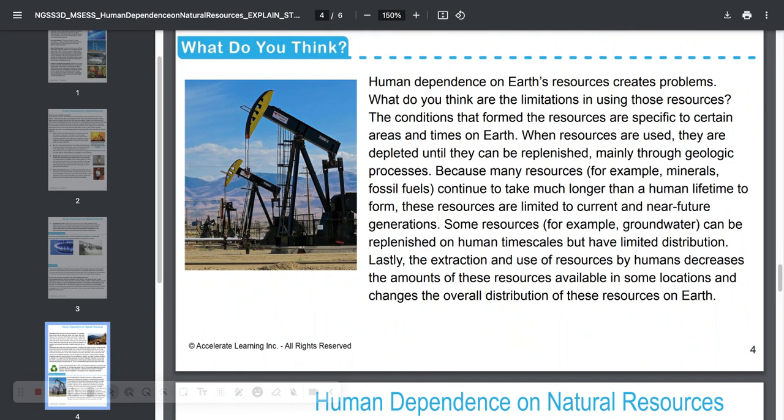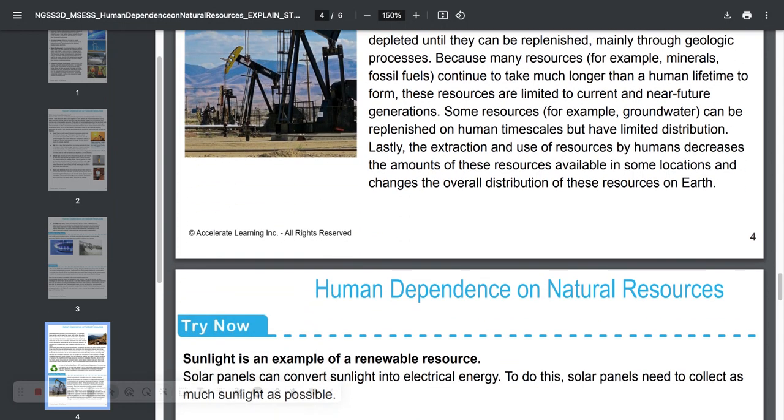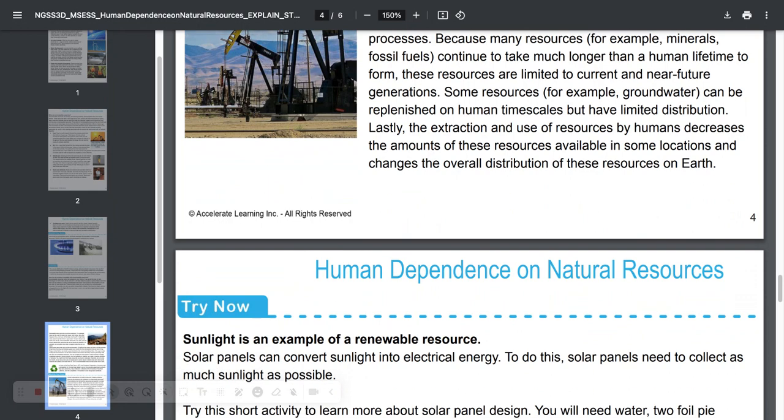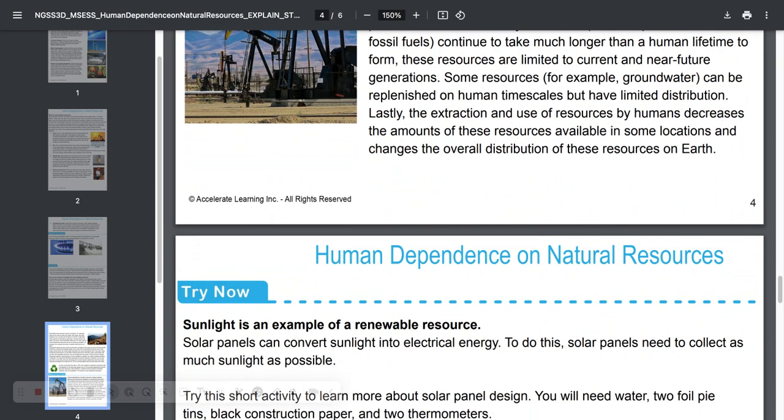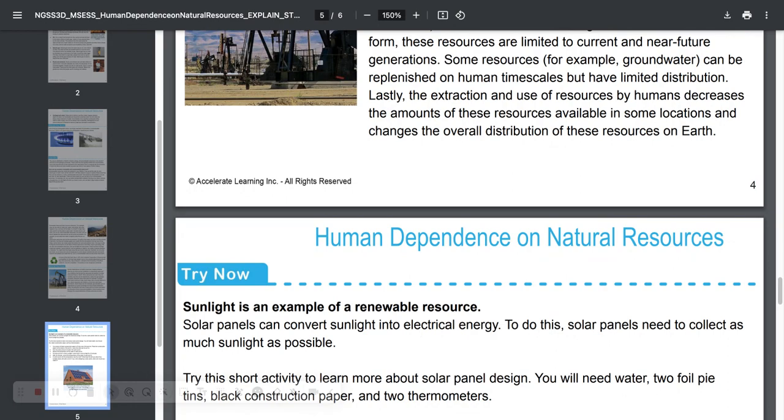What do you think? Human dependency on the Earth's resources creates problems. What do you think are the limitations in using those resources? The conditions that form the resources are specific to certain areas and times on Earth. When resources are used, they are depleted until they can be replenished, mainly through geological processes. Many resources, for example minerals and fossil fuels, take much longer than a human lifetime to form. These resources are limited to the current and near future generations.